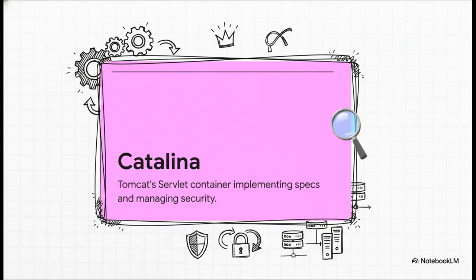Next, that request is handed off to Catalina. Now, Catalina is the strict, highly efficient manager of this whole operation. It's Tomcat's core servlet container. Catalina implements the exact rigid specifications required for servlets. It's also the bouncer. It's in charge of security, managing what are called realms, which are essentially databases of usernames, passwords, and user roles. Catalina is the component that actually oversees the servlets.